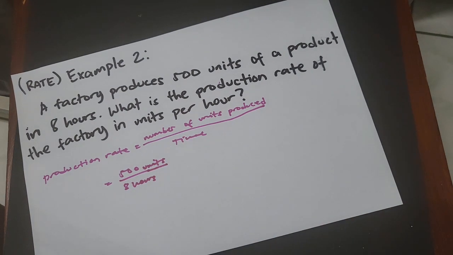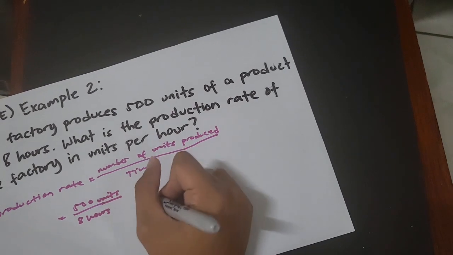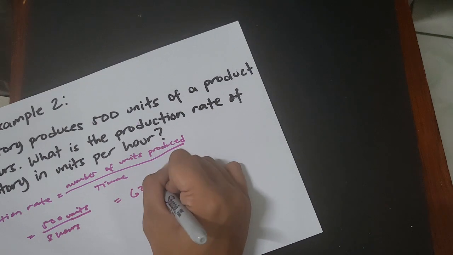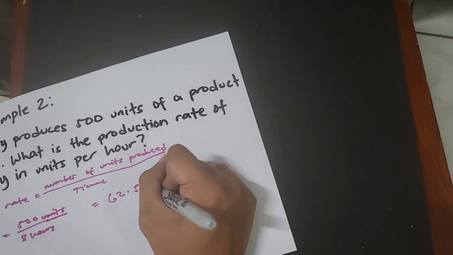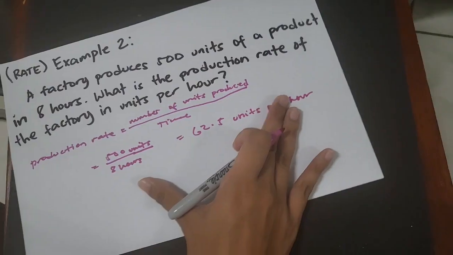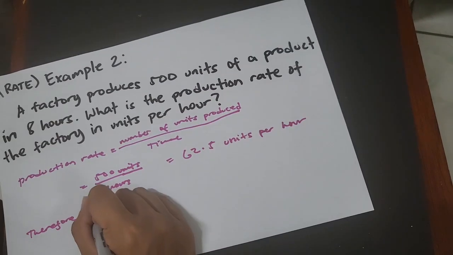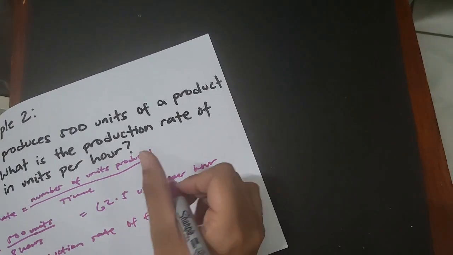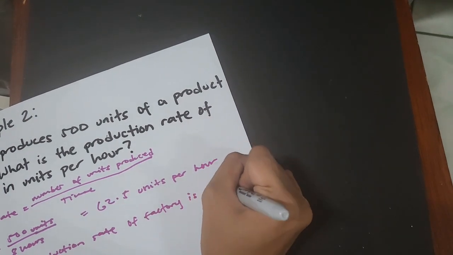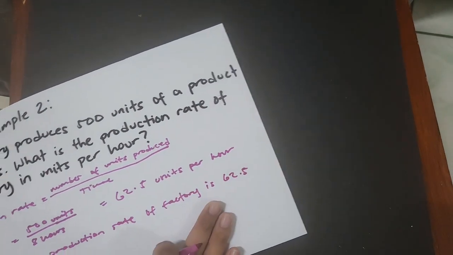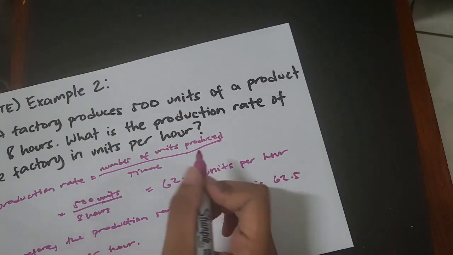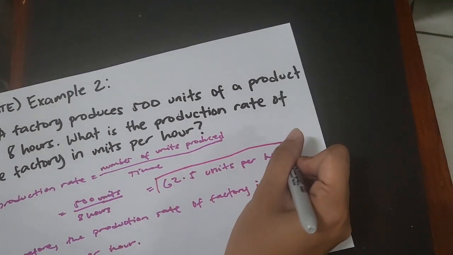And then, equal to 62.5 units per hour. Therefore, the production rate is 62.5 units per hour. That is our answer.